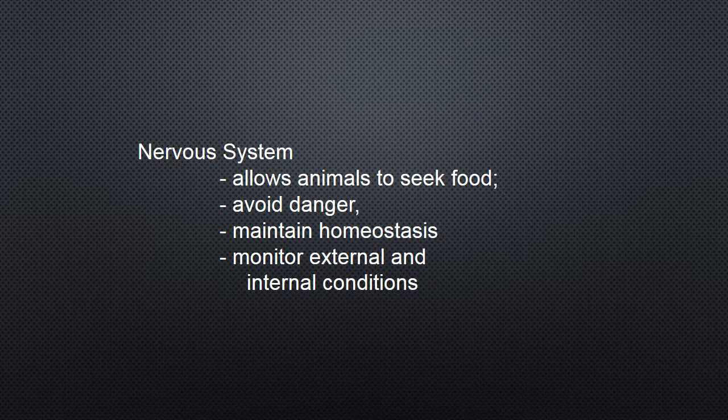If you remember way back when, in one of the first lectures when we started talking about life, we said in order to be a living organism, you had to be able to maintain homeostasis. Ooh, that was a long time ago. But here it is. The nervous system helps animals maintain homeostasis.